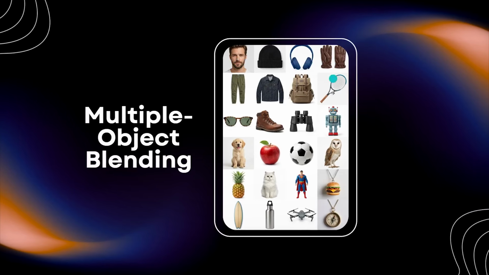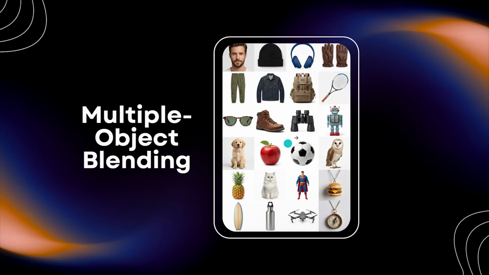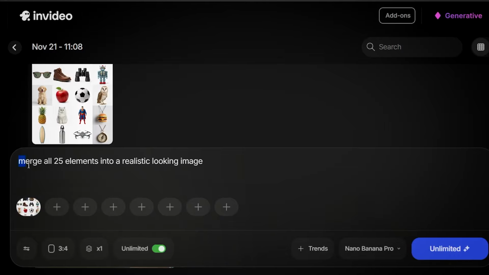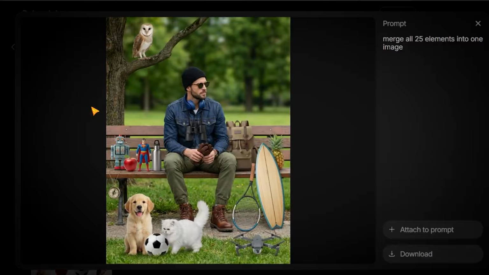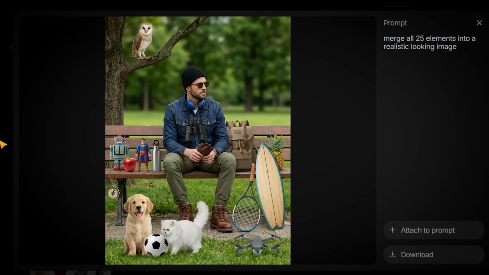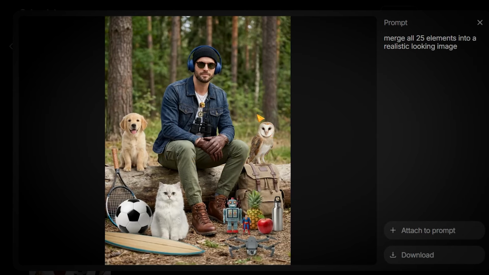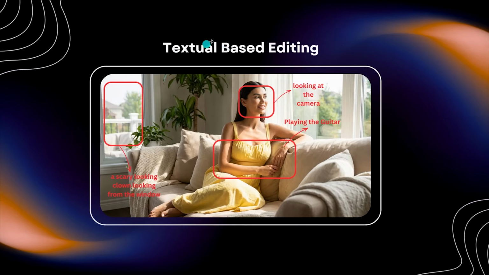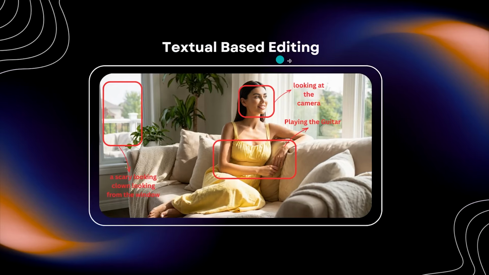Now, going back to multiple object blending. Here I've generated an image that includes 24 random objects, and I prompted Nano Banana to merge all 24 elements into one single image. If we look at the results, you'll see it literally took every single object I provided and blended them all into the final output. That is honestly incredible.